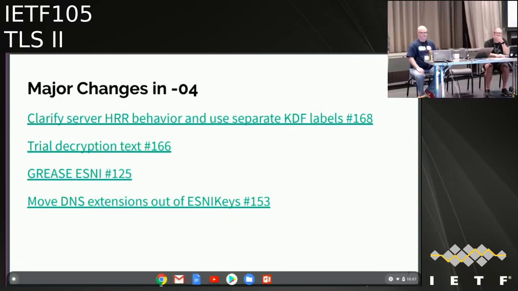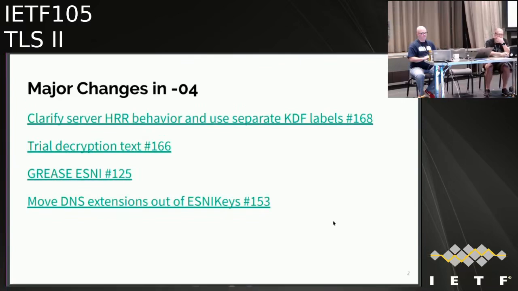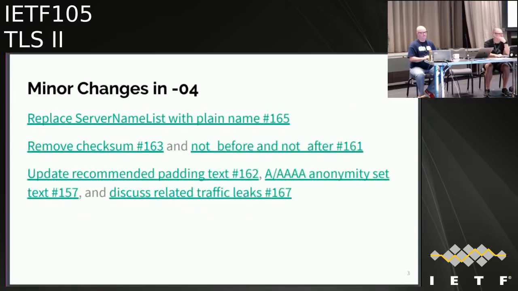We also moved the DNS extensions out of the ESNI keys structure itself, so the new format is a single structure that has an extensions blob for DNS things, whatever DNS things you want to put in there. That would be the address set that's currently specified, or some other thing that might be specified in a later draft, and then also the ESNI keys blob. Next slide, please. And then there are some minor changes as well, to clean up editorial nits and improve readability of the text. So I encourage you, if you're interested, to check the diffs for these.